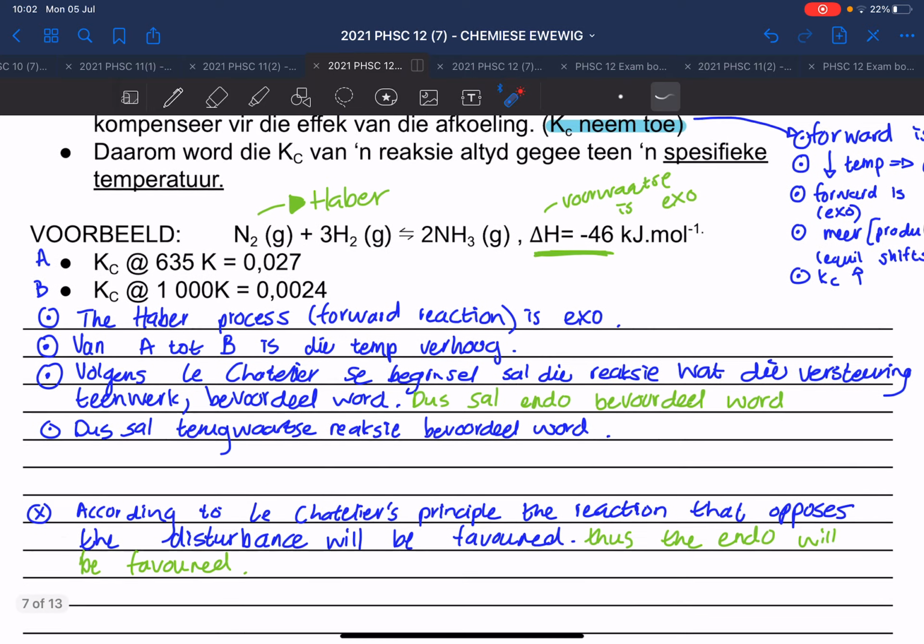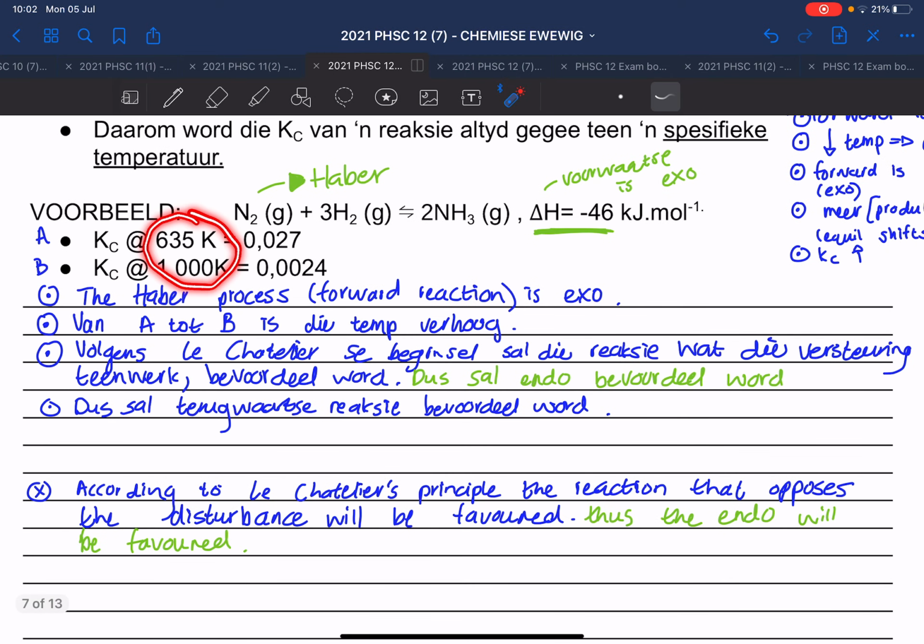We see the Kc value, die Kc waarde het minder geword. Hoe kan 'n Kc waarde minder word? How can the Kc value become less? If we make less products, as die produkte minder word.